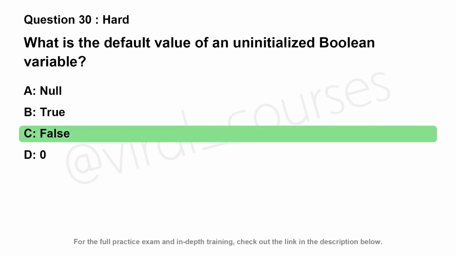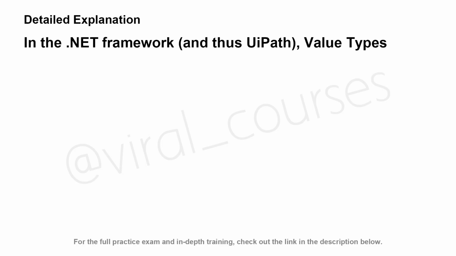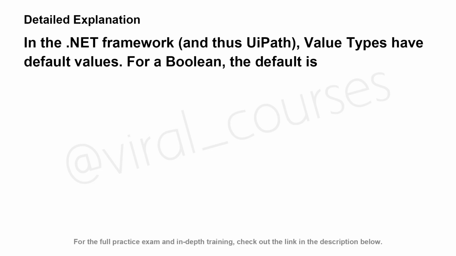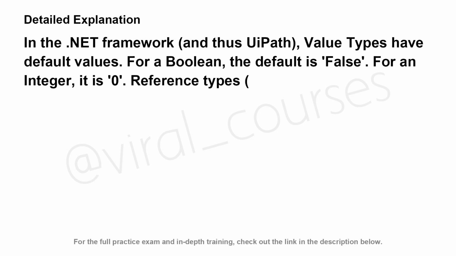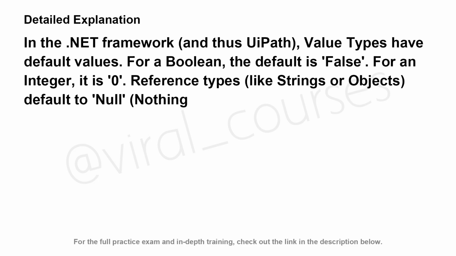The correct answer is C. In the .NET framework, and thus UiPath, value types have default values. For a Boolean, the default is false. For an integer, it is 0. Reference types, like strings or objects, default to null, Nothing.